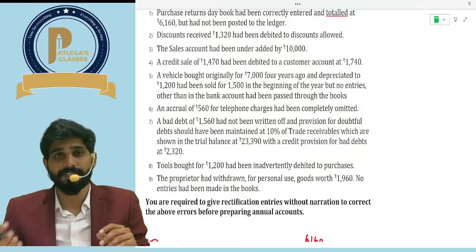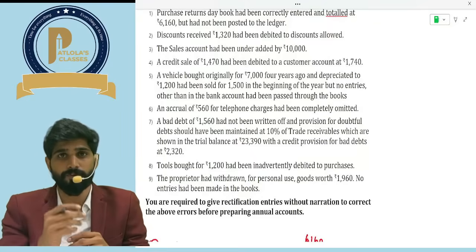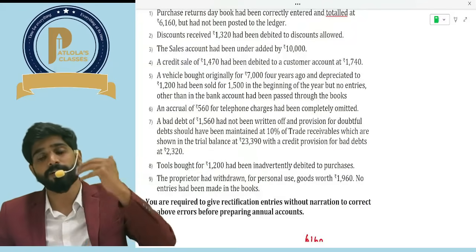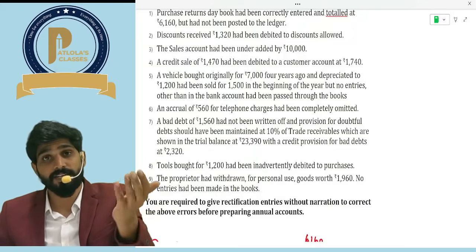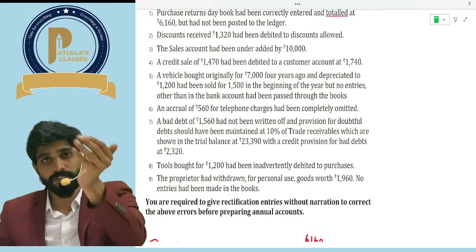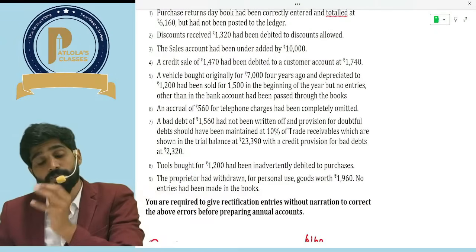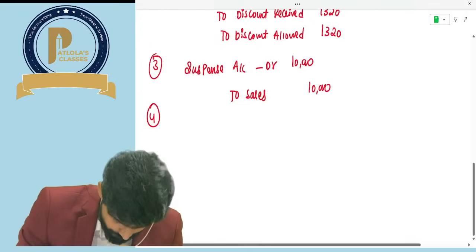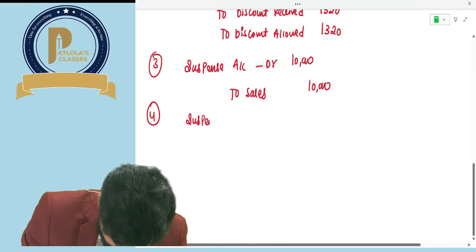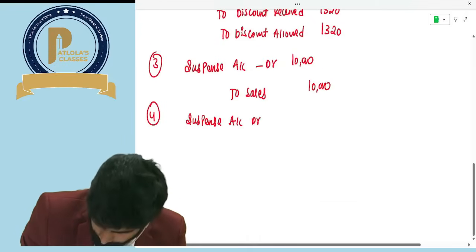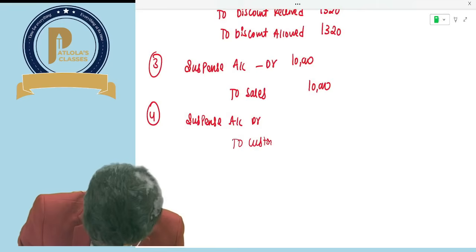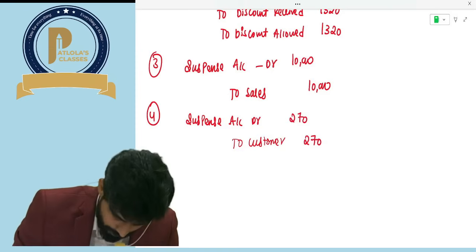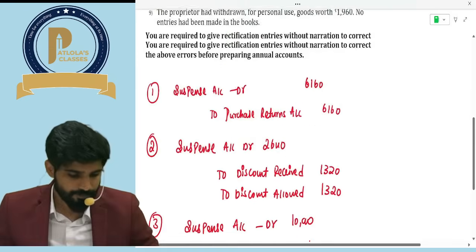Since they have taken 270 more on the debit side, trial balance will not tally. Trial balance credit side will be less by 270, which we will put to suspense. Now that we are rectifying the error, suspense account has to be debited, and since customer account is taken more, in order to decrease it, we have to credit. So the rectification entry will be suspense account debit to customer. How much would that be? 270.